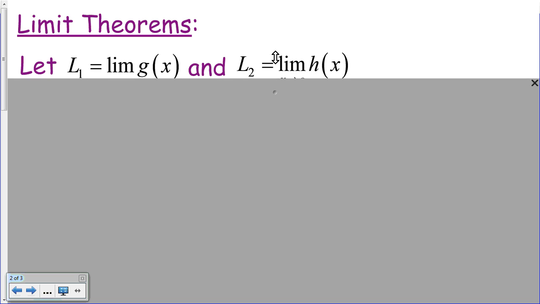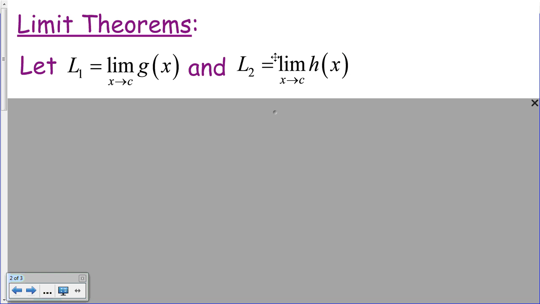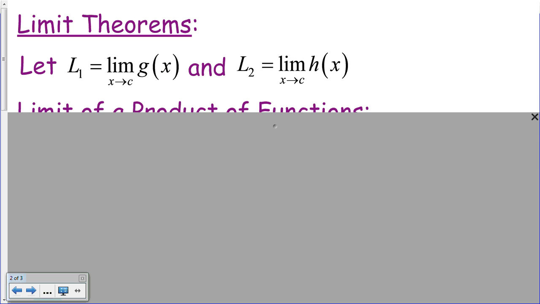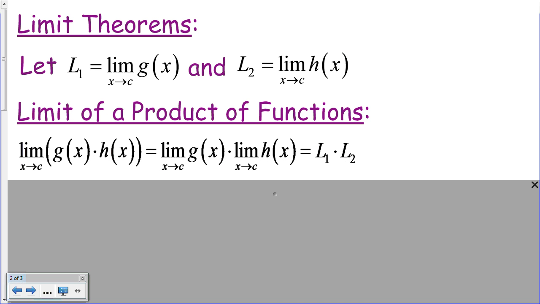To get started, we're going to use these two limits throughout. I just want to define them once and then not have to define them over and over again in each of these theorems. So we're going to let L1 be the limit as x goes to c of g of x, and we're going to let L2 be the limit as x goes to c of h of x. Okay, so let's take a look at the first theorem here.